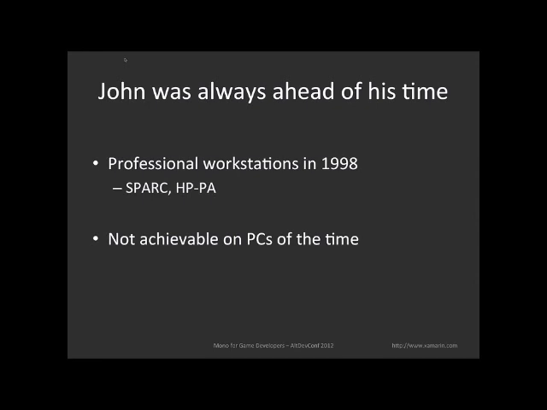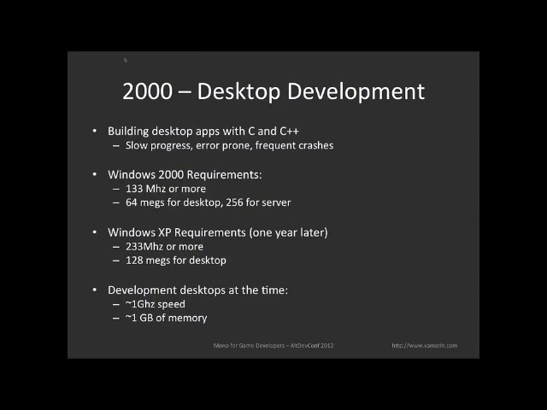I just want to remind you what desktop computers in 2000 looked like. People had to use C and C++, not because they wanted to, but because that was really the only thing they could afford. Let me give you a couple of data points. The requirements for Windows 2000 were 133 megahertz or more. They requested 64 megs for the desktop, 256 for the server. My iPhone has four or eight times more memory than these configurations. The CPU frequency is an order of magnitude higher than was required 12 years ago.